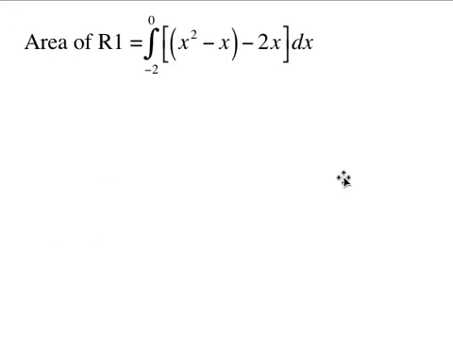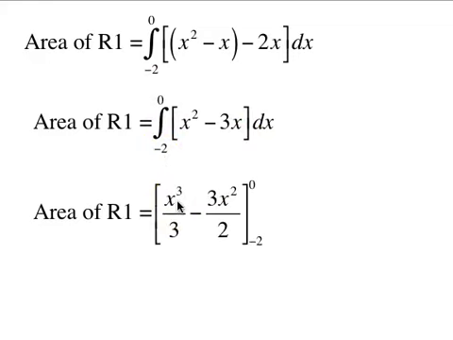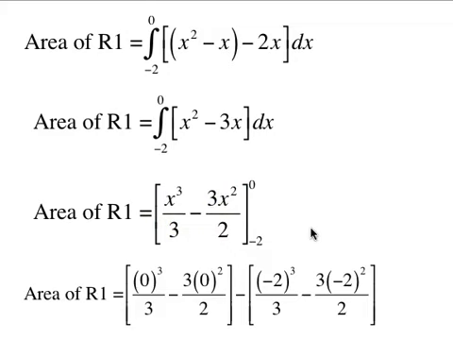So there's region 1, x squared minus x minus 2x, which would result in x squared minus 3x. So we need to find the antiderivative of x squared. That, of course, is x cubed over 3 using the power rule. The antiderivative of 3x squared over 2, evaluated from -2 to 0. We're going to plug in 0 first. 0 cubed over 3 minus 3 times 0 squared over 2 minus, plug in -2 in parentheses, cubed over 3 minus 3 times -2 in parentheses, squared over 2. That's what it's going to look like.